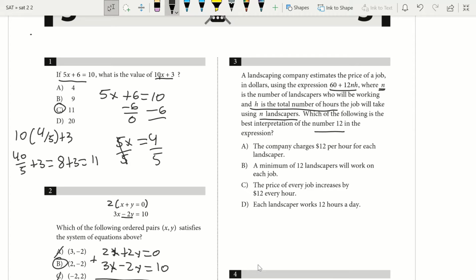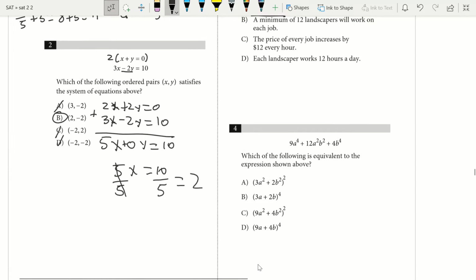Well, we know 12 is multiplied by the number of landscapers and the hours that they work to finish the job, which means that 12 must be the hourly wage for each landscaper. So if we look at our possible answer choices, we can see that A says the company charges $12 per hour for each landscaper, which is what we determined and is the correct answer.